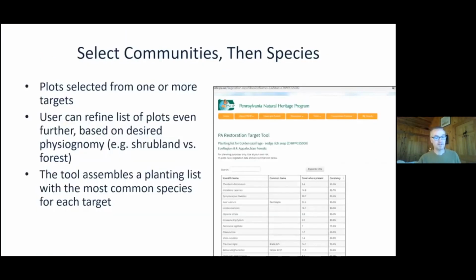The tool then selects plots and then species. The user could then select plots from one or more targets. They can refine the list of plots even further based on the desired physiognomy, shrubland or forest, or wetland status. The tool then assembles a planting list for the most common species for each target.